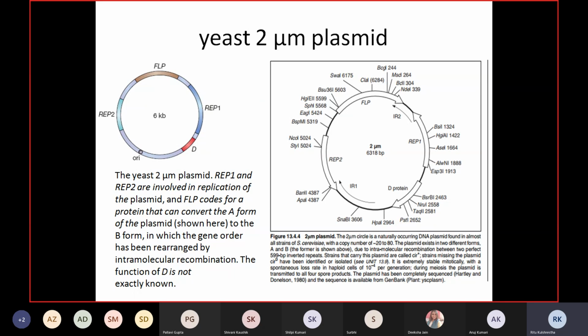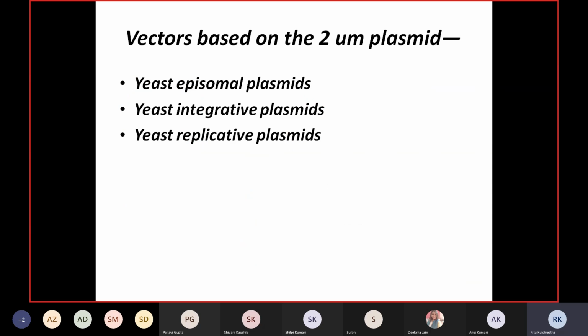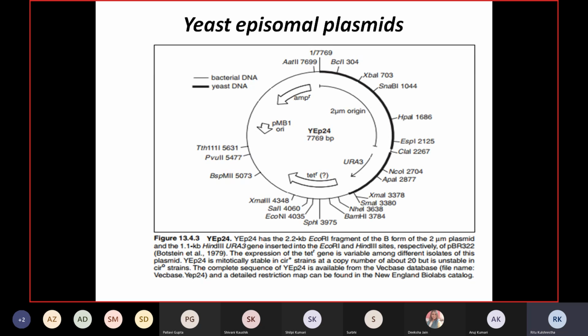When we talk about the yeast vectors, they are divided into three, rather four, or rather five different categories. These three are the ones given in TA Brown. Then there is also something called yeast centromere plasmids that I'll be covering. And then the last category is the YAC vectors, which are yeast linear vectors, in which the ends are free, they are not circular in nature. So coming to these three plasmids one by one: yeast episomal plasmids.